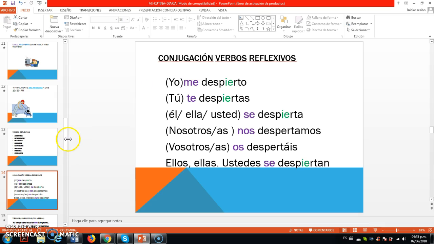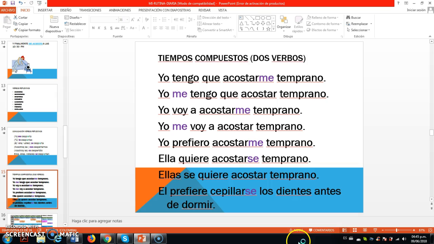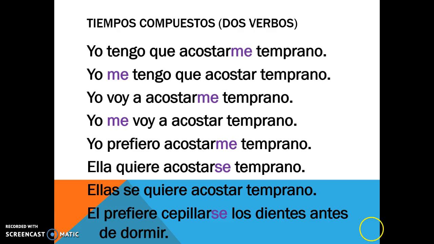Now, if you have tiempos compuestos, it means that you have two verbs in your sentence. Like when we were talking about the expression tener que, that means obligation, you have two verbs here, tener and acostar. So if you are going to create a sentence where the subject and the object are the same, you're going to use a reflexive verb. For example, yo tengo que acostarme temprano. I have to go to bed early.